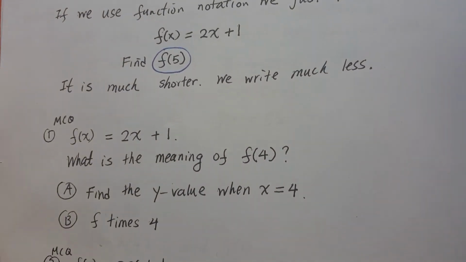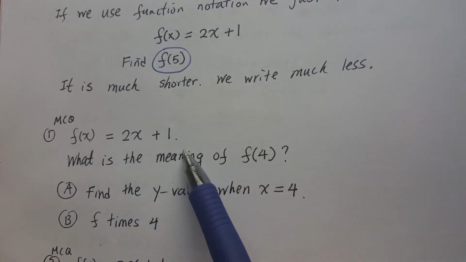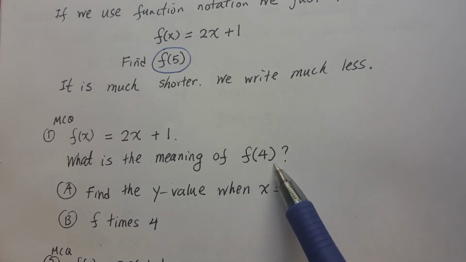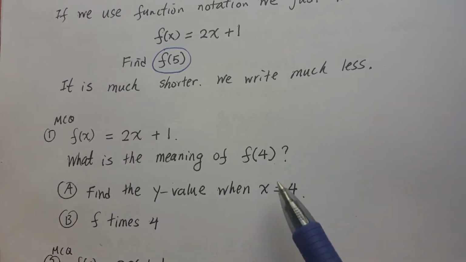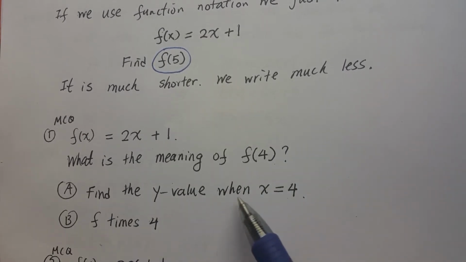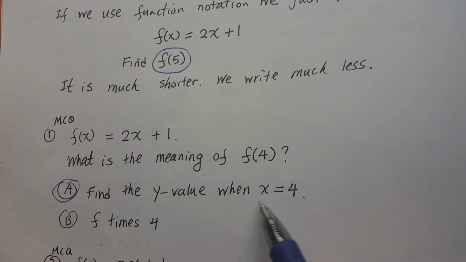Let's take a look at the first multiple choice. f(x) = 2x + 1 is a function. What is the meaning of f(4)? Choice A, find the y value when x equals 4. Choice B, it means f times 4. We know that f(4) means find the y value when x equals 4. That's the whole purpose of function notation. You replace something so long with something so short. So the answer is A.